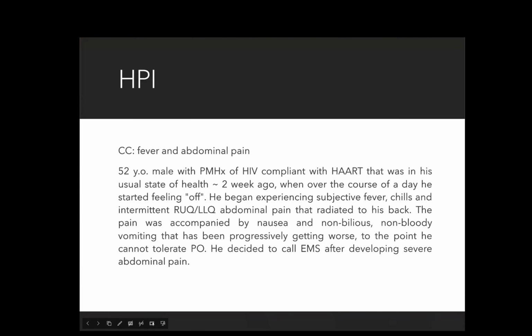So here's the HPI. Patient comes in because of fever and abdominal pain. He's a 52-year-old male, has medical history of HIV. He's compliant with his HAART. He was in his usual state 2 weeks back, when over the course of the day, he started feeling off. He began experiencing subjective fevers, chills, and intermittent right upper quadrant and left lower quadrant abdominal pain that went to his back. The pain was accompanied by a little bit of nausea, non-bilious, non-bloody vomiting, and it has been getting worse up to a point that he's not able to tolerate PO. He decided to call EMS after developing severe abdominal pain.